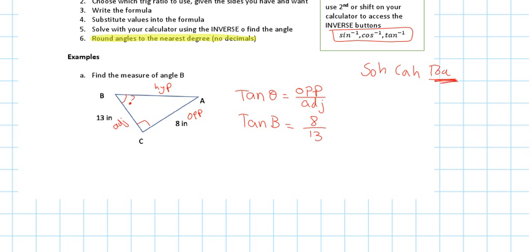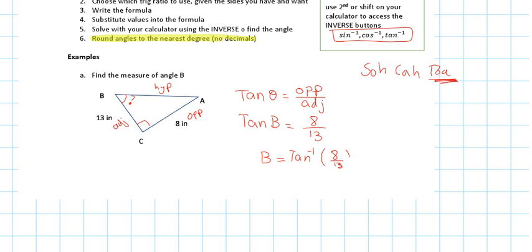Now, I am looking for the angle B. Anytime I'm looking for the angle, I'm going to have to do the inverse, okay? So, I'm looking for angle B. This is what I write. Eyes on me for a second. So, angle B is equal to tan inverse. So, you write that inverse, -1, bracket 8 over 13, close bracket.